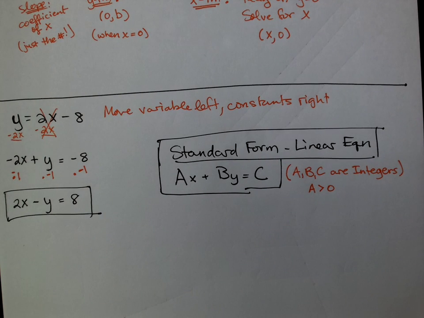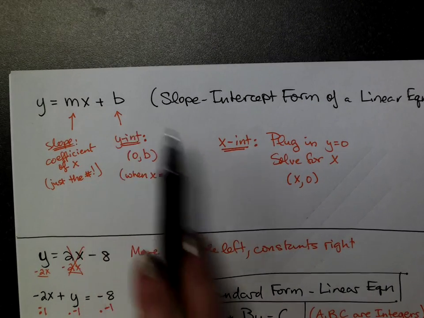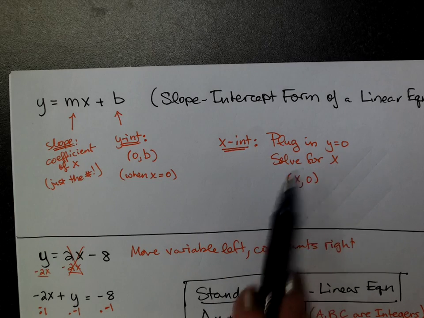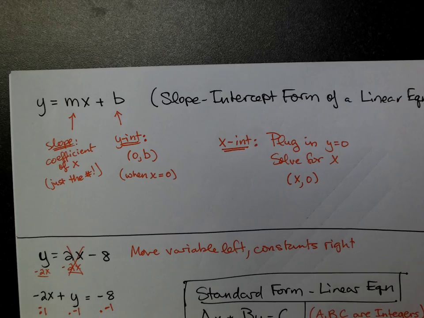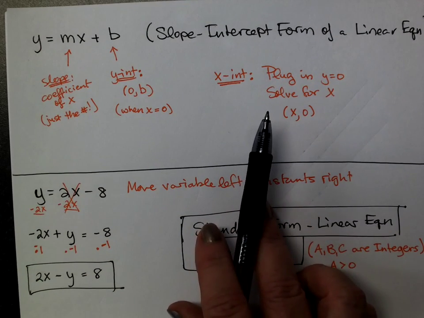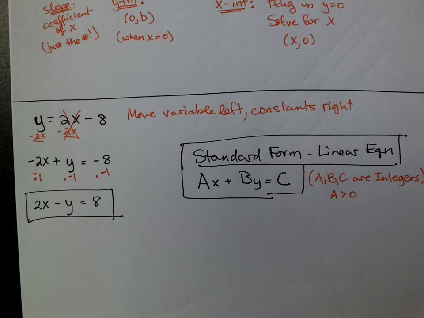And that standard form tells us 3 things, just like the slope-intercept form. Slope-intercept form, without any math, tells us the slope and the y-intercept, and with a little bit of math, plugging in y equals 0 and solving for x tells us the x-intercept. Those 3 pieces of information, all we need is 2 of them to graph a line and the third to check our work. And we can get the same information out of a standard form equation too.